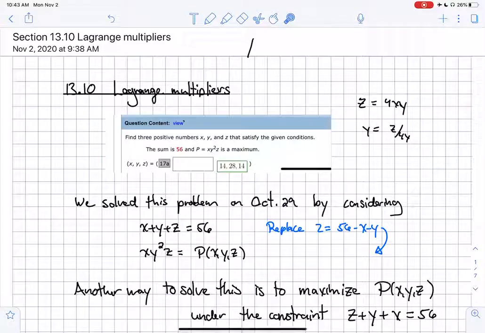This is the last video of chapter 13, and what we're going to talk about is Lagrange multipliers. So what is this about?